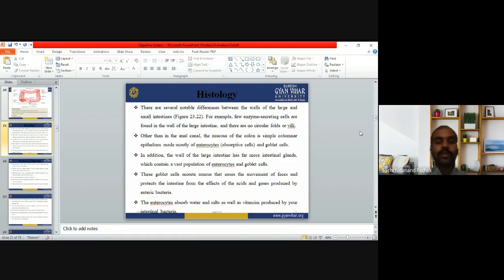So in that case, the goblet cells producing mucus will help. The enterocytes absorb the water and salt as well as the vitamins produced by your intestinal bacteria. So these enterocytes help absorb the water present in the large intestine, the salt present in the large intestine, as well as the vitamins or nutrients. Whatever is present in the large intestine can be absorbed by the enterocytes.